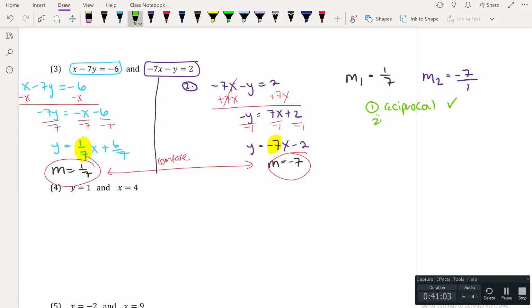So that means it's flipped. So 1 from the numerator is now the denominator, and 7 in the denominator is now 7 in the numerator. And it also has the opposite signs. So one is positive and the other one is negative. So they're reciprocal and opposite signs, so that tells me that these are going to be perpendicular. So now I have my answer for number 3 being perpendicular.